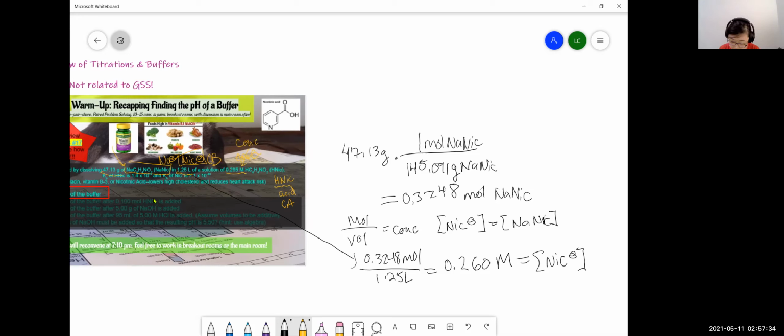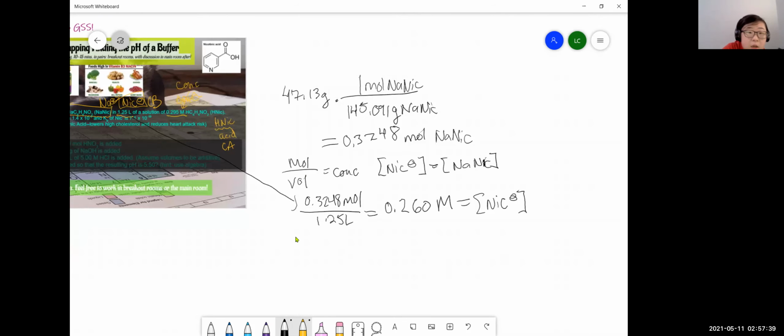Okay, so once you get that, all you need to do is use Henderson-Hasselbalch, which I'm going to abbreviate HH. It's only used for buffers. It's used when you have a mixture. So remember, buffers are a mixture of a weak base and acid, and they are conjugate pairs.